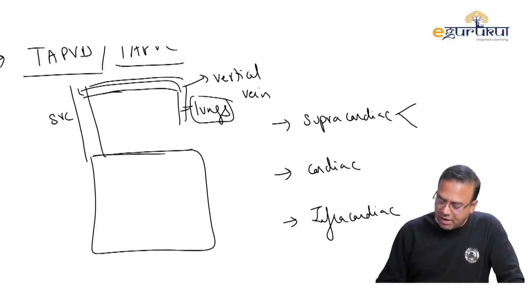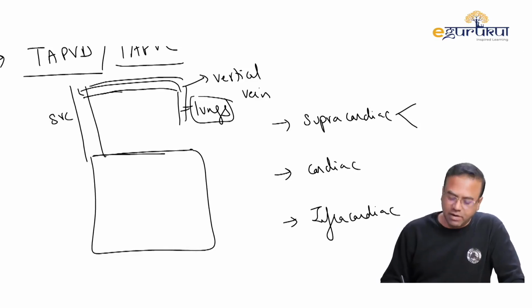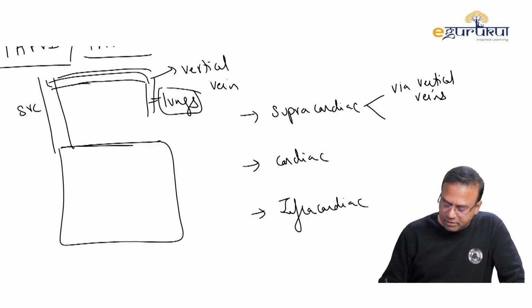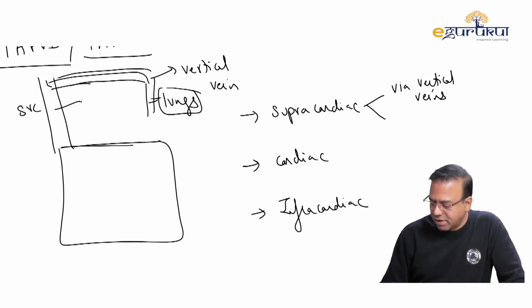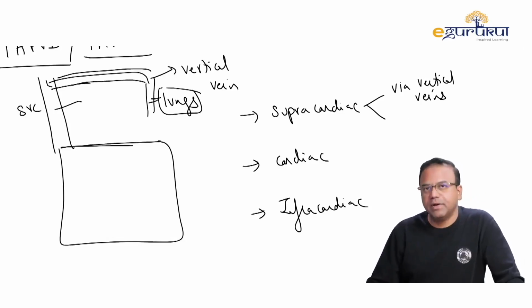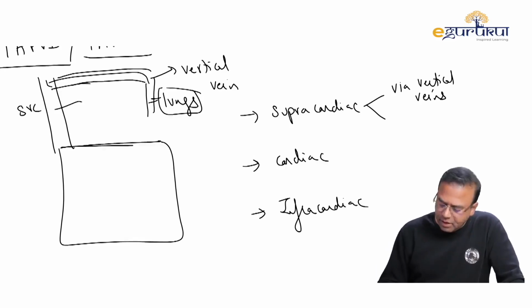In supracardiac, there are two possibilities. Either the blood flow from the lungs, the pulmonary veins, drains into the vertical vein that goes and drains into the superior vena cava. The other possibility is that the pulmonary veins can directly open into the superior vena cava. Both of these are supracardiac type. So ultimately, the pulmonary flow is entering the SVC and entering the right atrium. Cardiac type is when the pulmonary veins open into the right atrium via the coronary sinus behind the right atrium, so directly putting the blood in the right atrium.